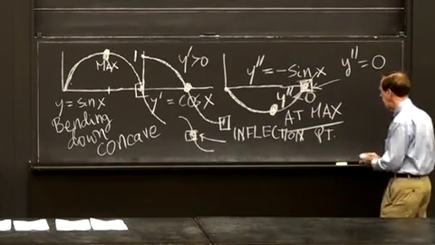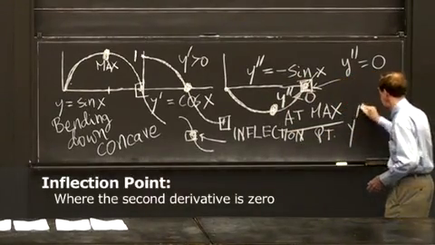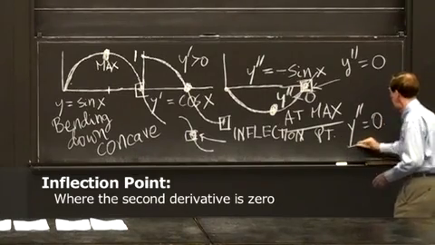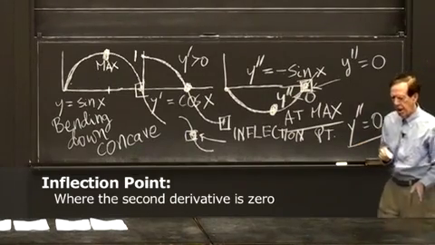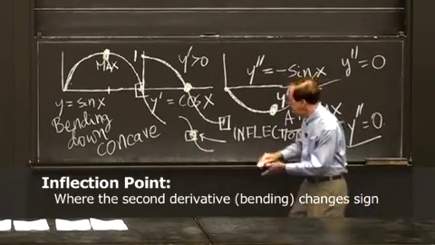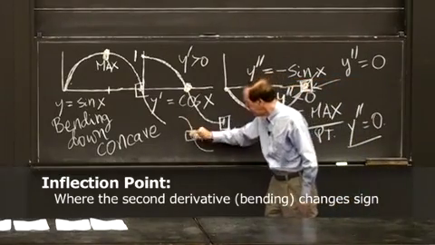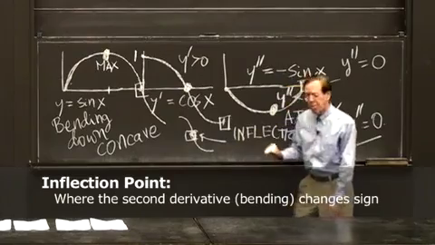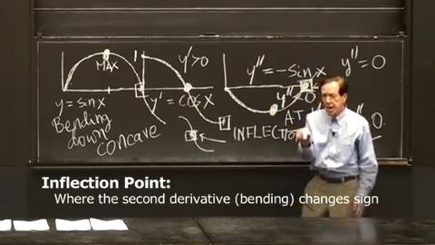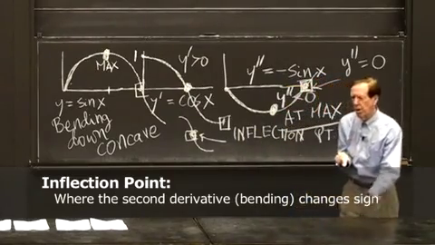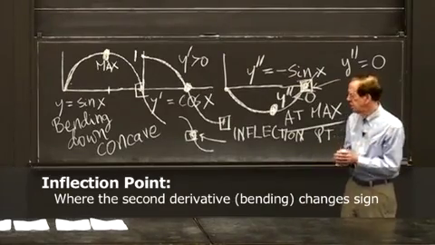An inflection point is a point where the second derivative is 0. And what does that mean? That means it's at that moment, it stopped bending down and it's going to start bending up. The second derivative is passing through 0. The sign of bending is changing.